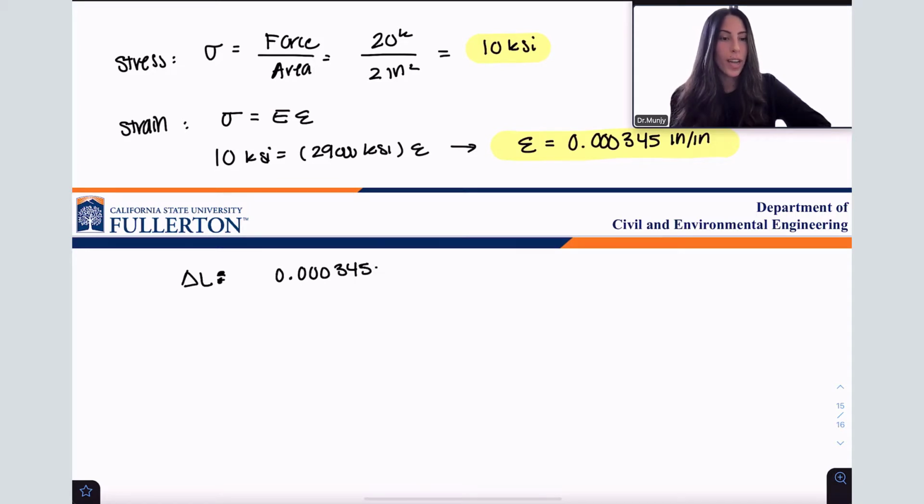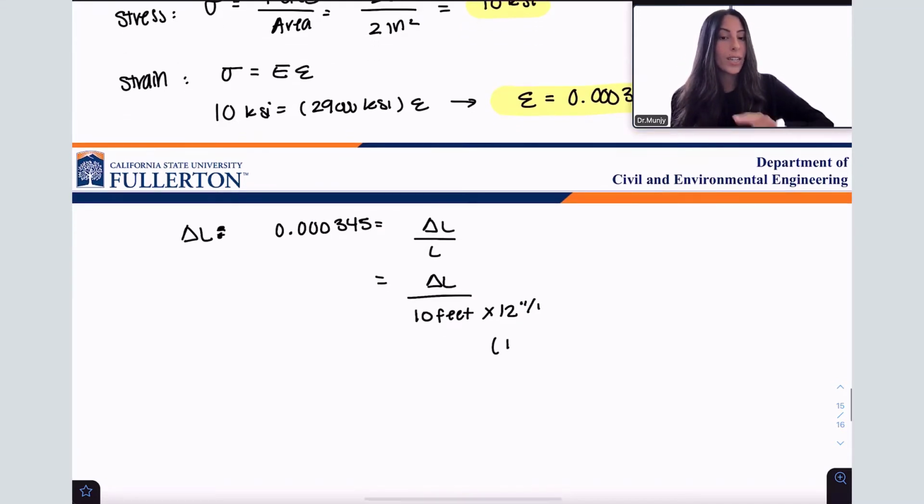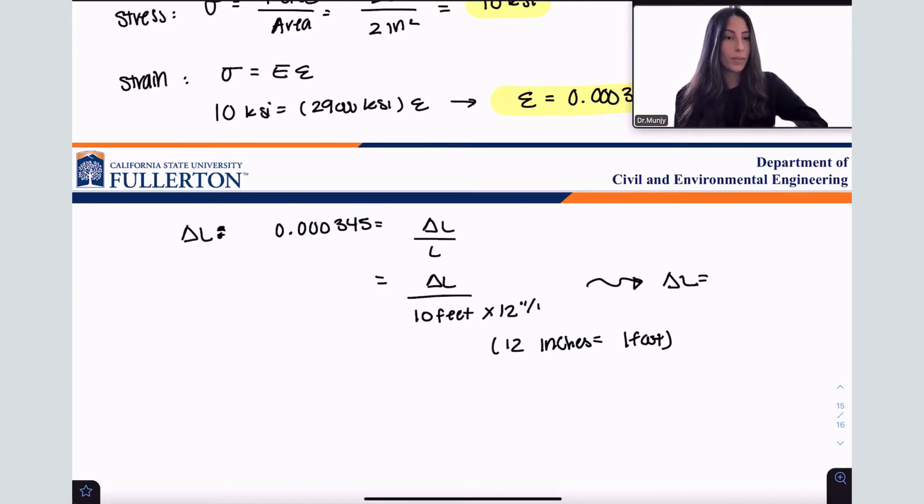So we have one more equation, epsilon is equal to delta L over L. Well, we have epsilon that we just solved for, and we have the original length L. So we can get 0.000345 is equal to delta L over 10 feet times 12 inches per foot. So make sure you're using the right units here. That 12 inches per foot is the unit conversion to go from the 10 feet to inches, because remember the 0.000345 is inches per inch, so just so everything is consistent, we use the same units. We multiply the 0.000345 times 10 times 12, and we get 0.00414 inches for our delta L.